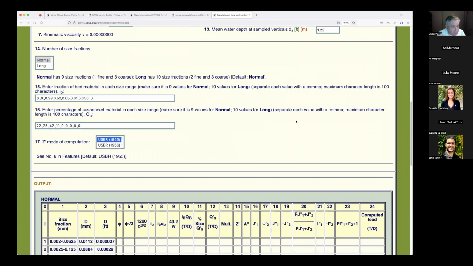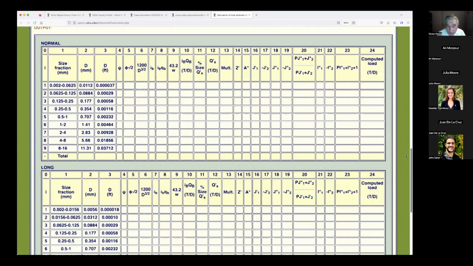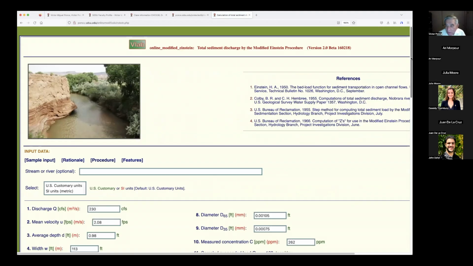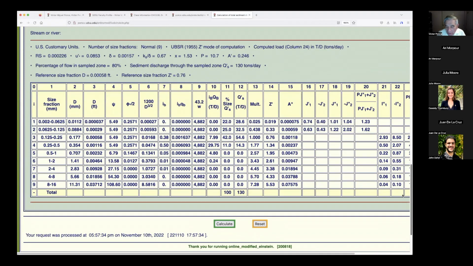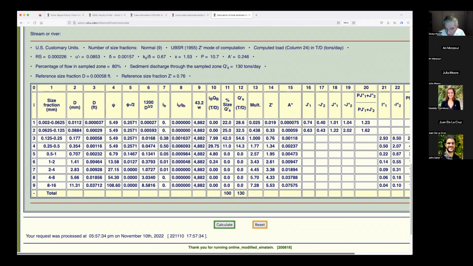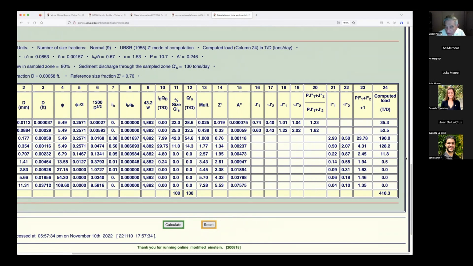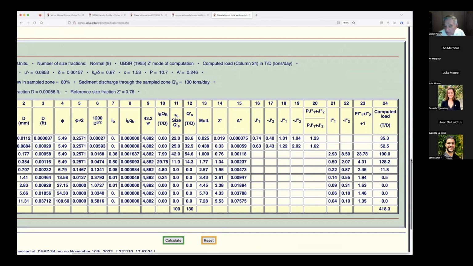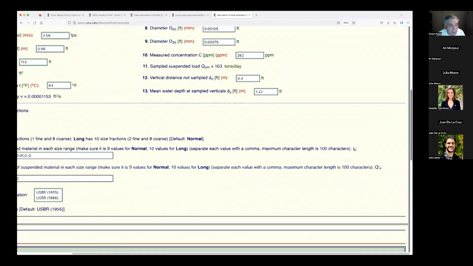Over here, USBR. So the answer to this problem is going to be 418. That we already know. Where is it? Here. 418.3 tons per day in American units, US customary units. 418 tons in the Niobrara per day based on the data.